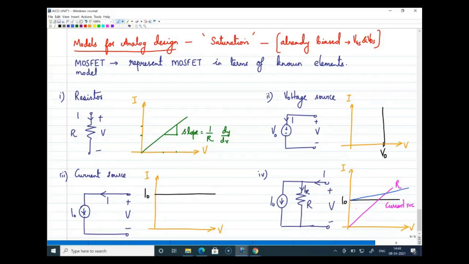Sir, isn't that a voltage source with a series resistor? Can't we convert that current source into a voltage source? Will changing the current source to a voltage source affect the graph?